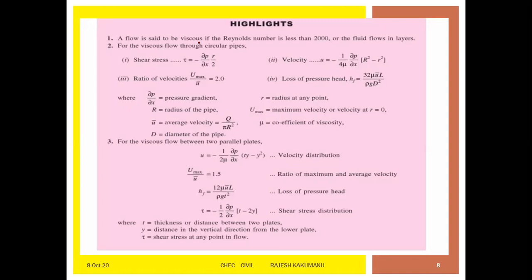A flow is said to be laminar whenever the Reynolds number is less than 2000, and the fluid flows in layers. Whenever the Reynolds number is less than 2000, we call it viscous flow or laminar flow, right? And we have also derived the formula for circular pipes in the initial classes. Now for the viscous flow through the circular pipes.